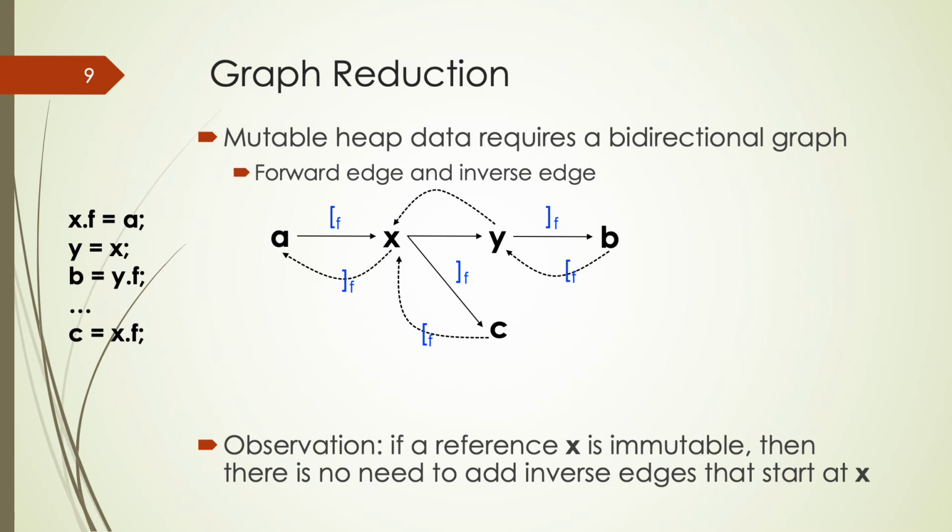Inverse edges are necessary because the local analysis that constructs the graph has no way of knowing where variables flow and what happens to variables in the program. For example, y may flow along some long path to some y prime, making y prime and x aliases. If there is a write into field f of y prime, then there must be a way to track the flow of D to C along the path of y prime, y, x, and c. So inverse edges enable this tracking. Here in this work we make an observation. If a reference x is immutable, then there is no need to add inverse edges from x.